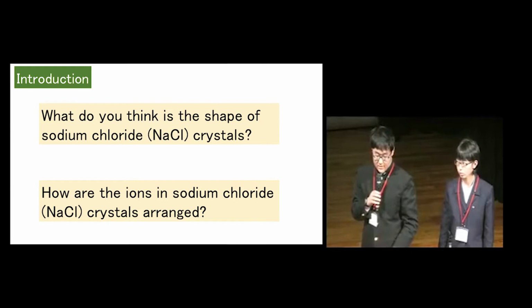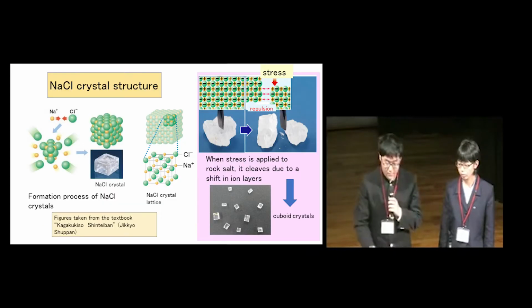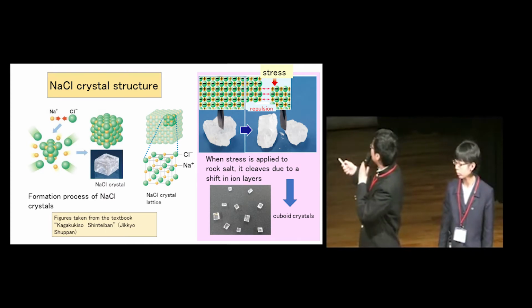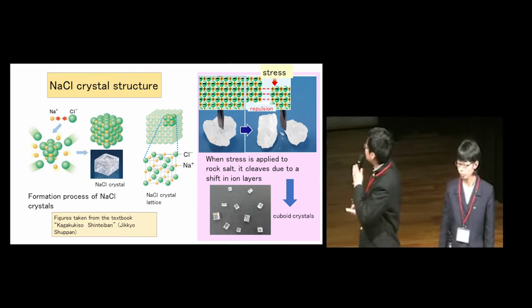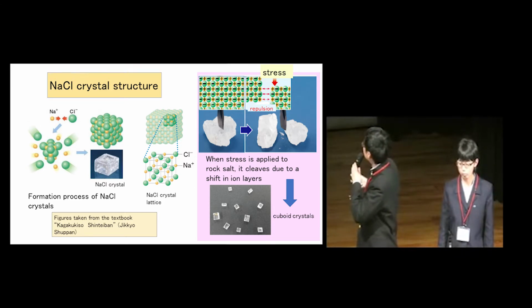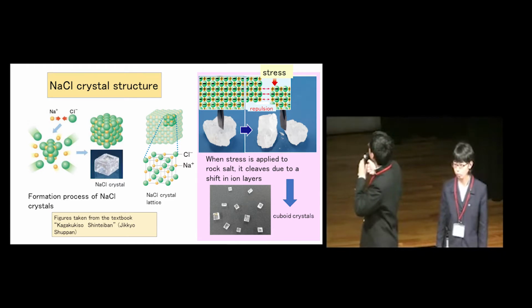What do you think is the shape of sodium chloride crystals? And how are the ions in sodium chloride crystals arranged? Maybe you have seen a crystal of this shape, because this is stable. This is the structure and lattice of the NaCl crystal. When we apply stress to rock salt, it cleaves due to a shift in ion layers, so it becomes cuboidal crystals. Cuboidal is a shape where all the surfaces are rectangles.